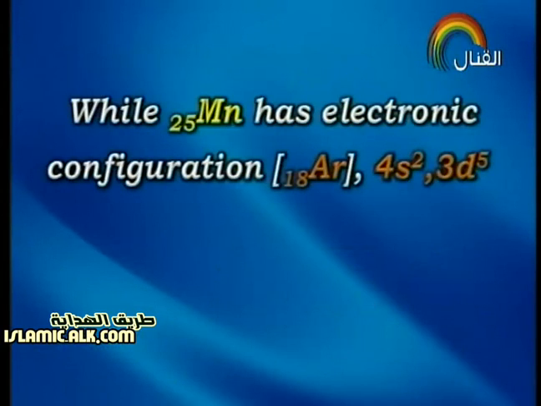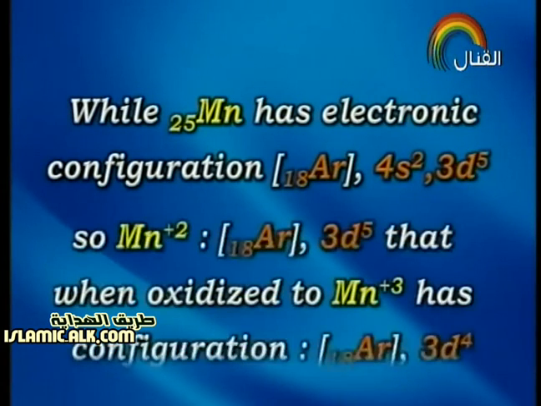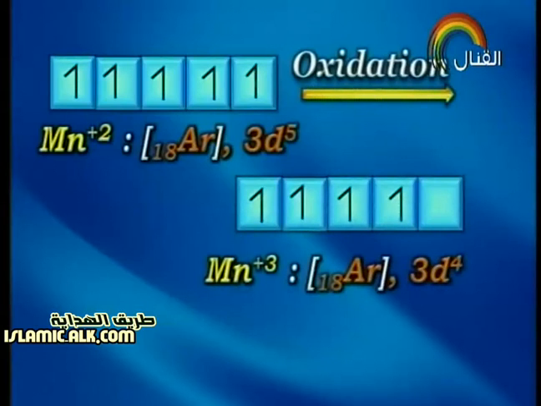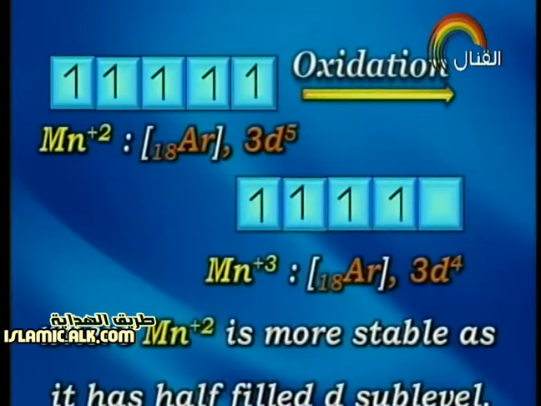While manganese has electronic configuration argon 18 4s2 3d5, and manganese positive 2 has configuration argon 18 3d5, when oxidized to manganese positive 3 it has configuration argon 18 3d4. As shown on the screen, on oxidation of manganese positive 2 to manganese positive 3, we don't have a half-filled d sublevel. So manganese positive 2 is more stable as it has a half-filled d sublevel.